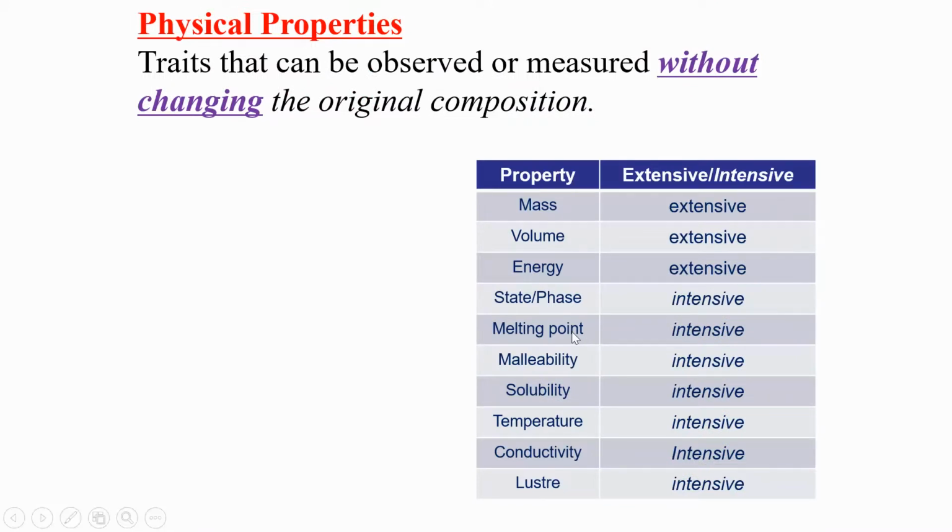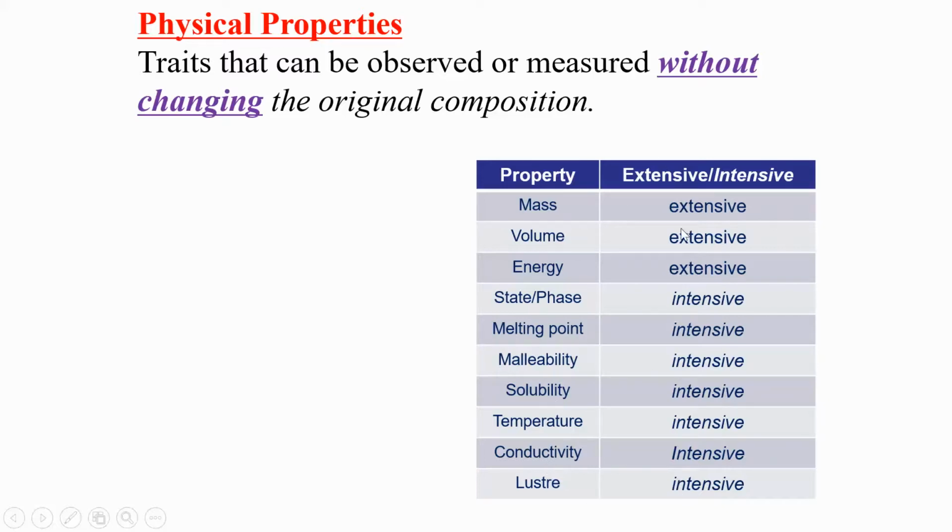Physical properties, when we're speaking of matter, are very important. That's really how we define matter. They're traits that can be observed or measured without changing the original composition. So that means while you have a phone as a phone, or a rock as a rock, without burning it or smashing it, or setting it on fire or cooling it down or whatever, these are things that we can observe. So we have things like mass, volume, energy, state, melting point, malleability, like how easily it can bend, solubility, how easily it can dissolve in water, temperature, conductivity, luster, and you'll see all these words here.